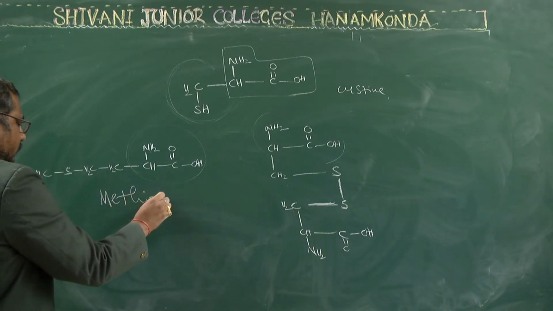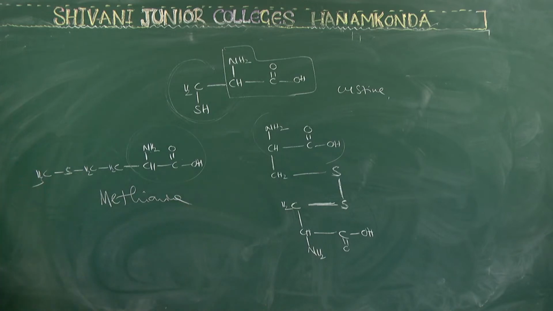Methionine is also an essential amino acid. Essential means compulsory, we have to take it from food materials. It is called an essential amino acid. Next, among the sulfur containing amino acids, carefully observe: one is cysteine, another is dicysteine, and another is methionine.